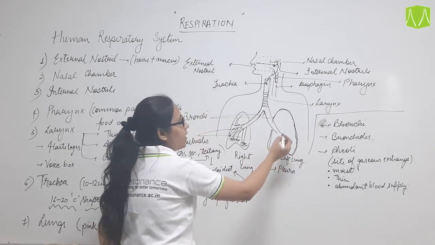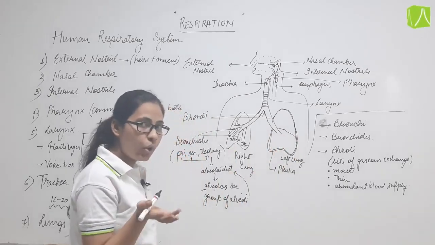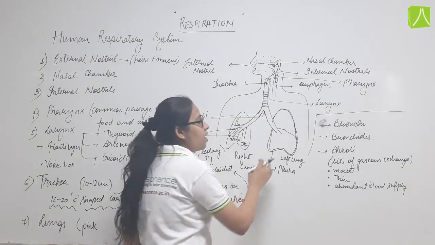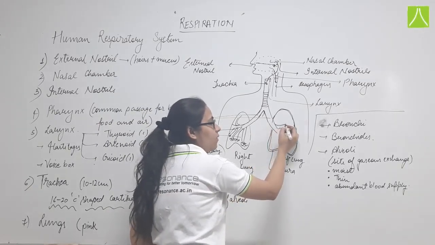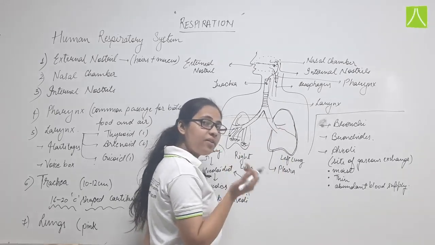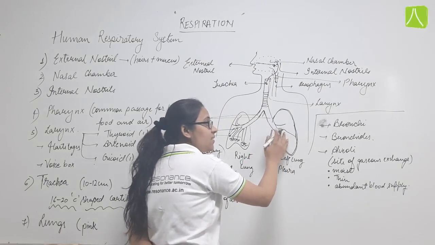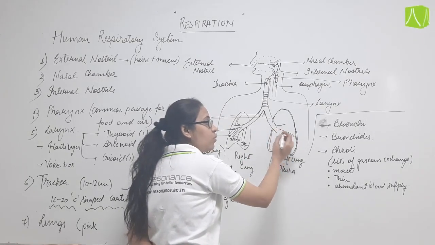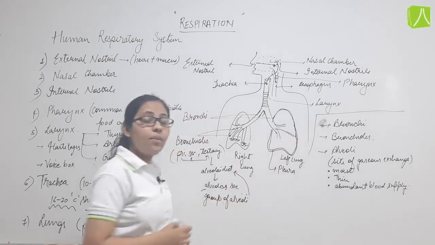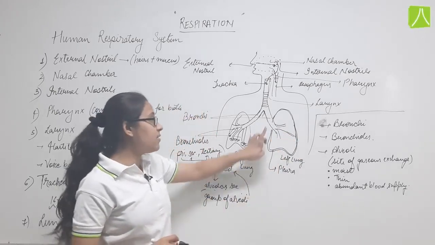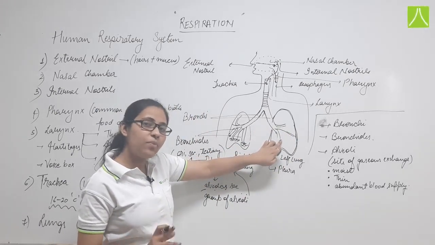This left lung is divided into two lobes. Both the lungs are divided into lobes internally. This left lung is divided into two lobes, and this bronchi, I told you, divides into primary bronchioles. Since it has two lobes, this bronchi divides into two primary bronchioles.